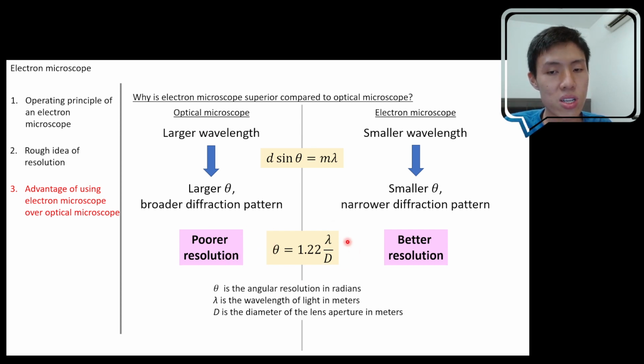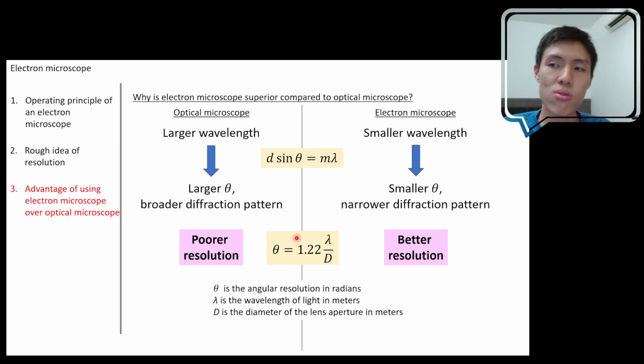So this is the equation that we usually use to see whether we are able to resolve something or not. Whether two things are able to resolve to be seen as two clear details, or they merge as one big blob. Okay, this is the equation, but again, it's not required to be used in your exam. I just put it here for you to get a rough sense of things.